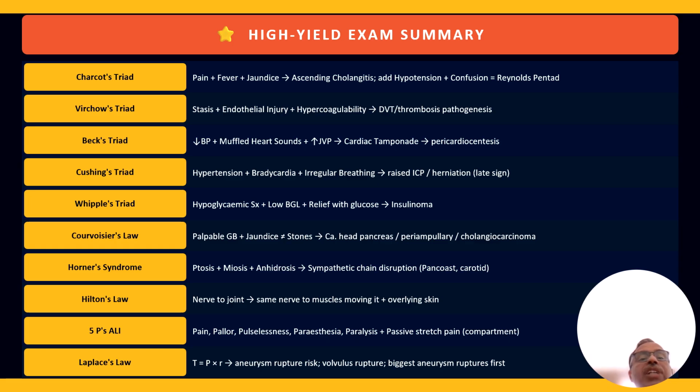And Laplace's law: tension is equal to pressure times radius. So most hollow organs, when the tension rises, would rupture at the widest point. Aneurysmal rupture risk, volvulus rupture. The biggest aneurysm would rupture first as the size increases. So these are the highly important ones which we have just discussed, the important triads and the laws.